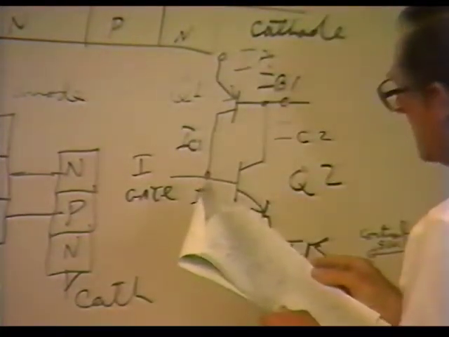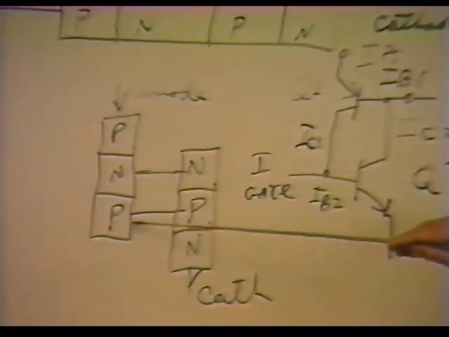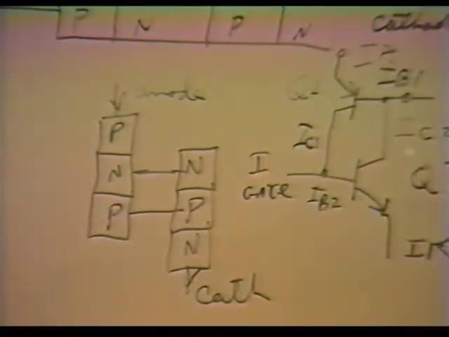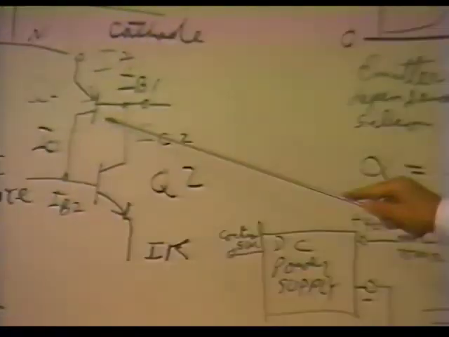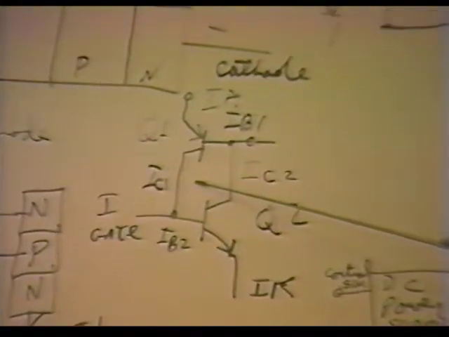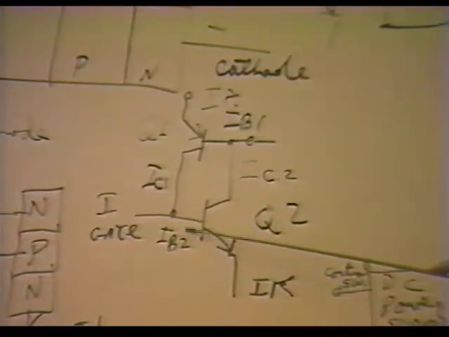Let's see if I left anything out. Okay, now what I want to show you in this two-transistor explanation is that the transistor, the PNP, turns on, and the collector current in the PNP transistor is actually driving the base of the second transistor, the NPN transistor.